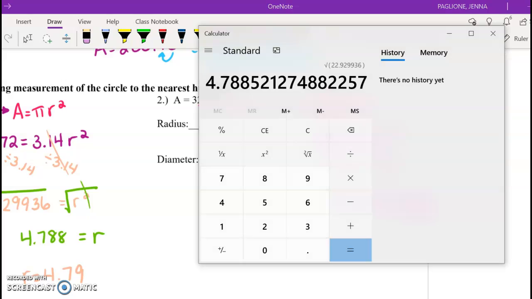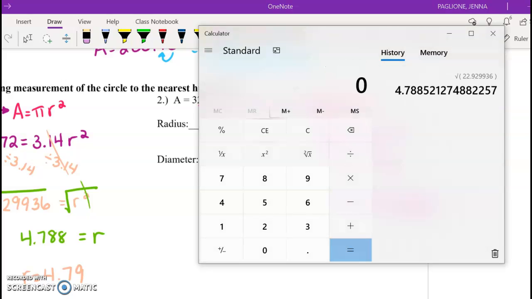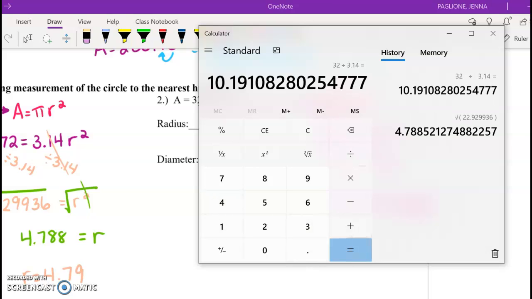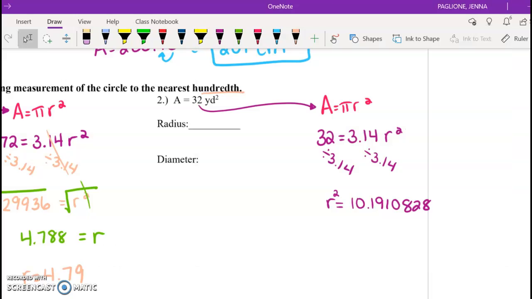So it's 10.1910828. I can show you what that looks like on the calculator too. If I do that division, it's 32 divided by 3.14, and it gives me this really long decimal. And then on your computer calculator, you can just press that square root button, so you don't have to worry about plugging it back in. I can press that square root button right away, and it gives me 3.19. So radius is 3.19.